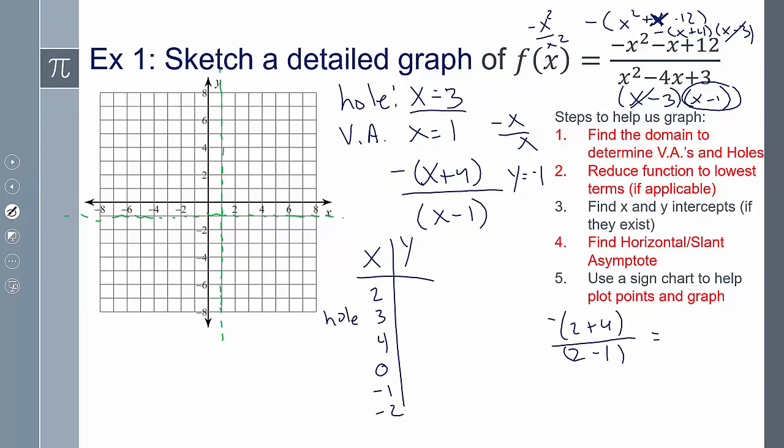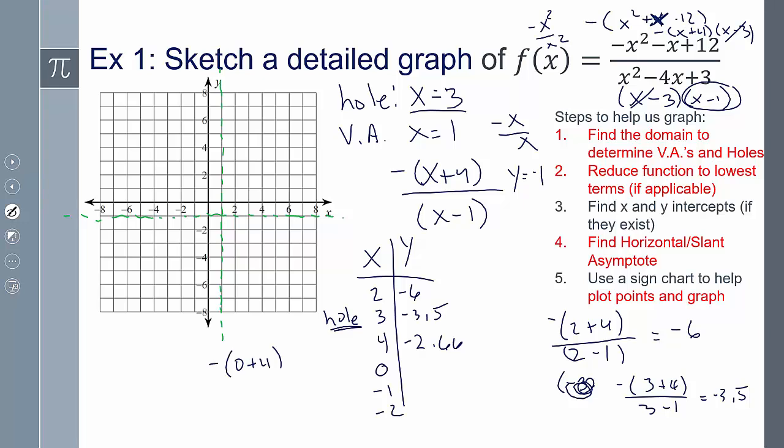So if I plug in 2, it's going to give me negative 6. Now at 3 is my hole. And so if I plug in 3, I just need to remember I draw a hole for it. So negative 3 plus 4 over 3 minus 1, that's going to give me negative 3.5. If I plug in 4, that's negative 2.66. If I plug in 0, so that's negative 0 plus 4 over 0 minus 1, that's going to give me 4.